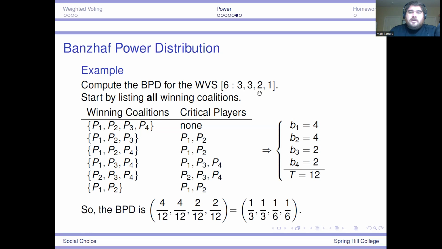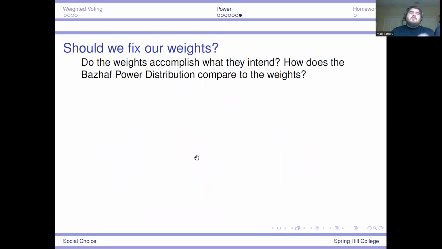So an interesting thing to point out here, right? Player 1 and player 2 have the same weight, so it makes sense they would have the same power in this voting system. Player 3 and player 4 do not have the same weight, right? Player 3, the one with a weight of 2, has twice as many votes as player 4, but they end up having the same power by this. So are these weights accomplishing what we intend, right?